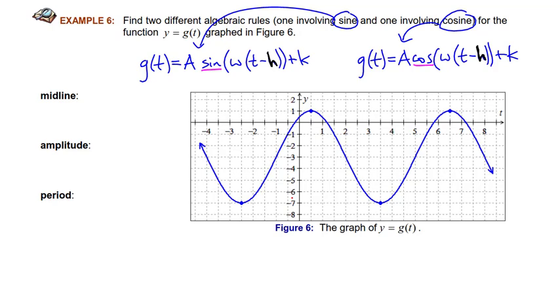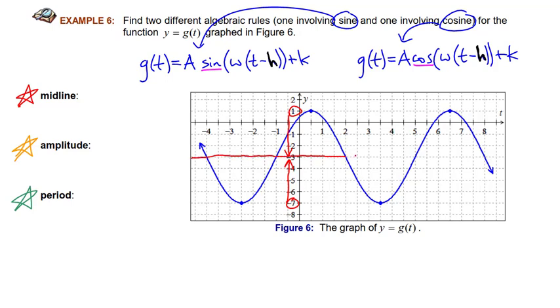We'll want to find the midline, the amplitude, and the period. Let's start with the midline. The midline is in the middle of the function's maximum y value, which is 1, and minimum y value, which is -7. So we need to recognize that it looks like -3 is right in the middle of 1 and -7.